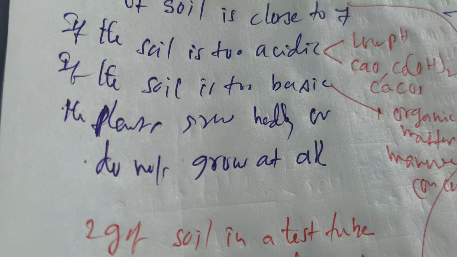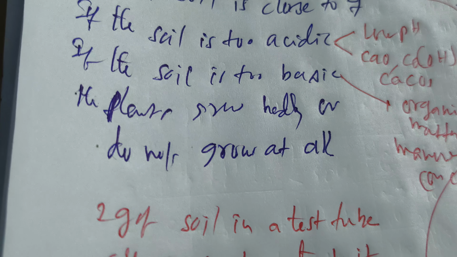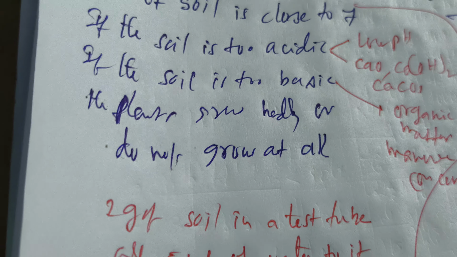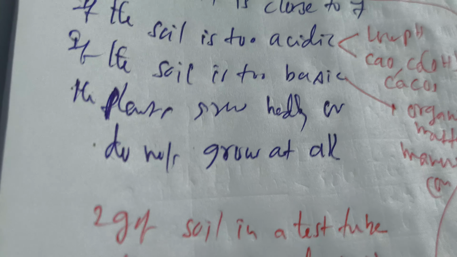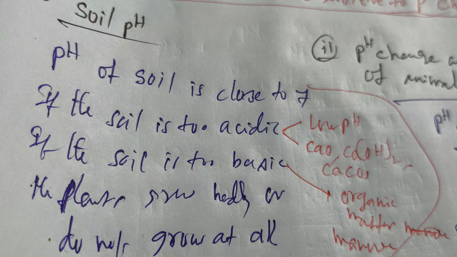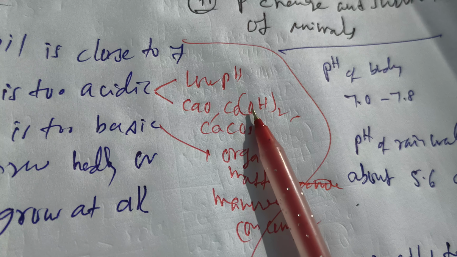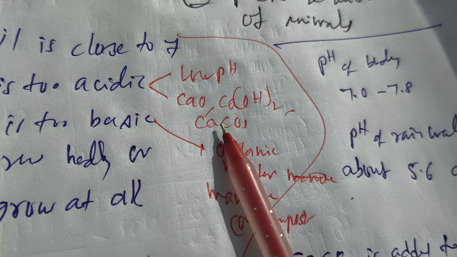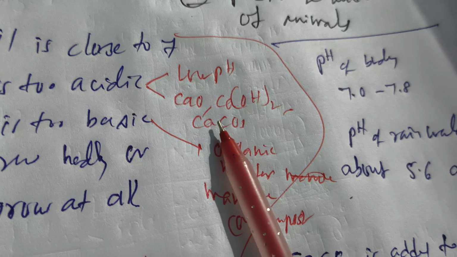If the soil is too acidic or too basic, the plants grow badly or do not grow at all. To avoid such problems, we have to use some other substances to neutralize the pH of soil. If the soil is too acidic, to reduce the acidity we have to use calcium oxide, which is called quicklime. Quicklime, slaked lime, calcium hydroxide, and chalk, calcium carbonate.